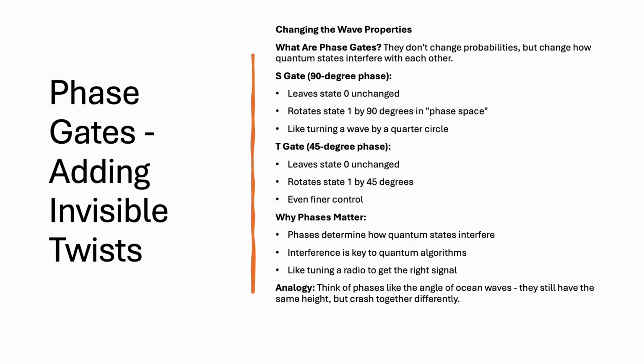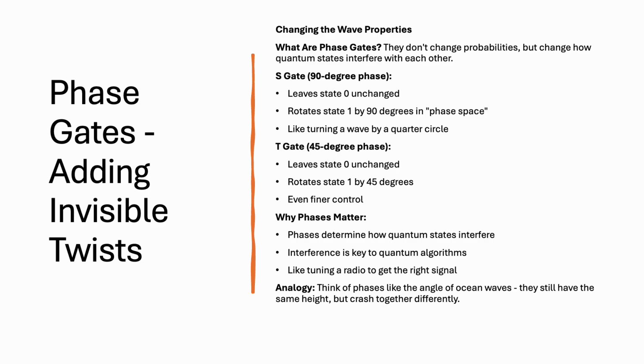The T gate is similar but more subtle. It adds a 45-degree phase shift. These specific phase angles are not arbitrary. They are chosen because the S and T gates combined with Hadamard and CNOT gates form a universal set that can approximate any quantum operation.